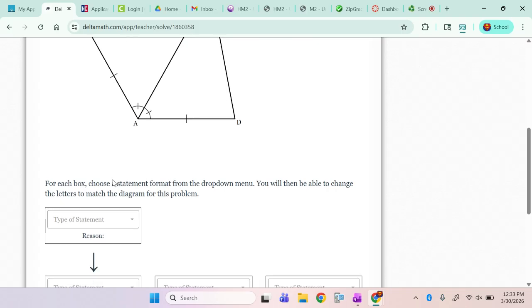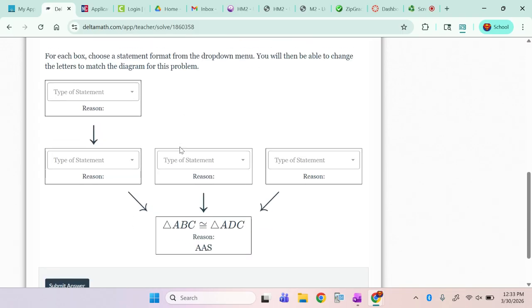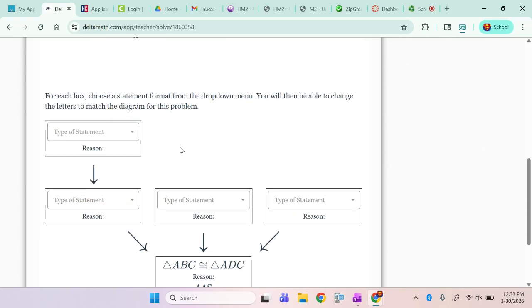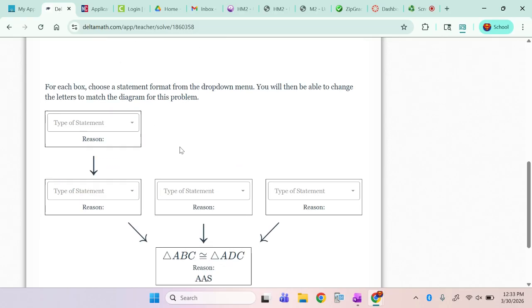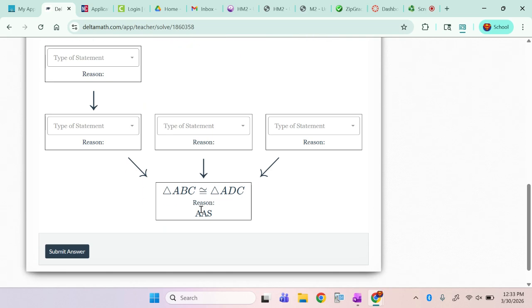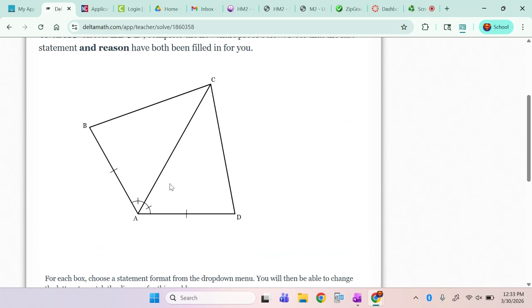Now, what we want to do is basically put things that we know will connect and things that may not connect. But we're proving this is by angle, angle, side. So they want angle, angle, side. In other words, we have to show that two other angles are congruent in some shape or form.